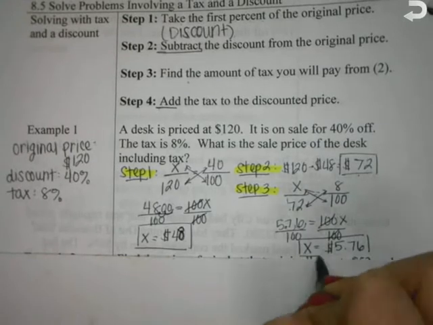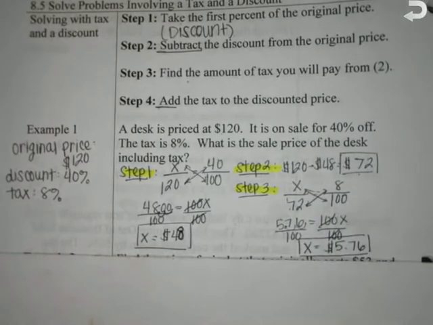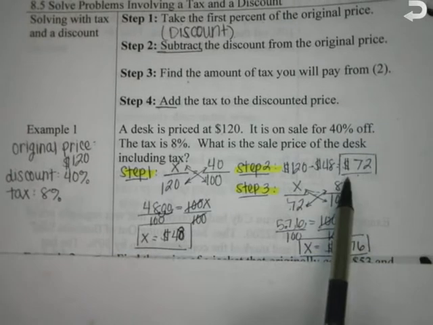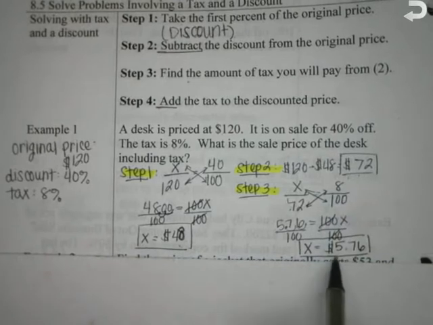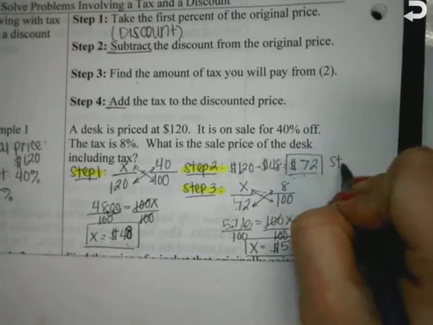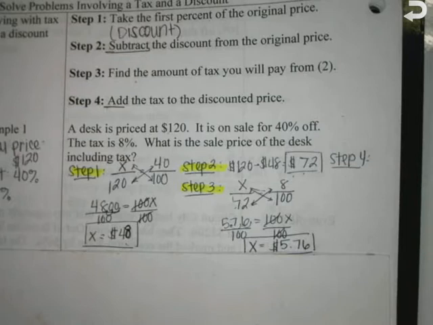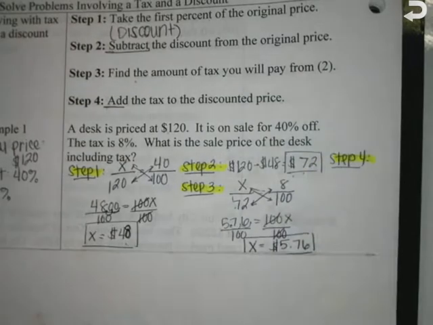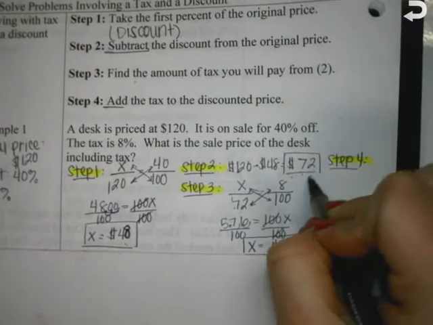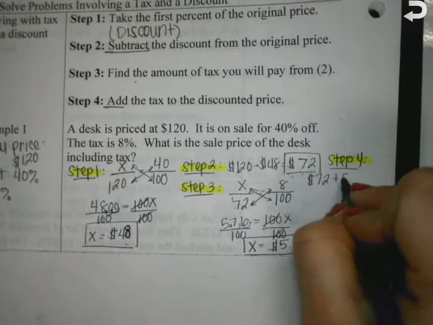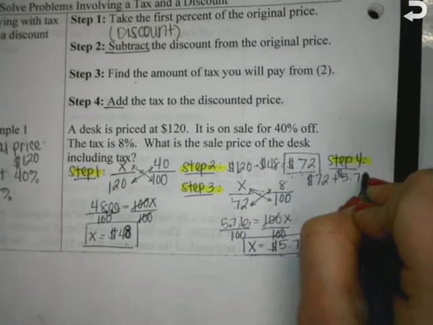So our discount was $48, which means we'll end up paying $72 on the desk. But we have to pay $5.76 in tax. So then last step, step 4, how much will I pay total? What do I have to do? I add it together. So I take the $72, which is the discounted price, and I add $5.76 to it. So that's going to give me $77.76.